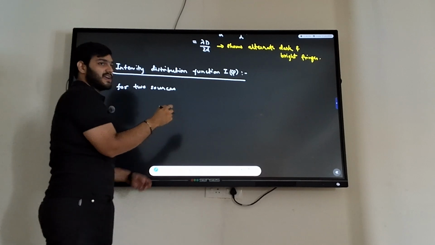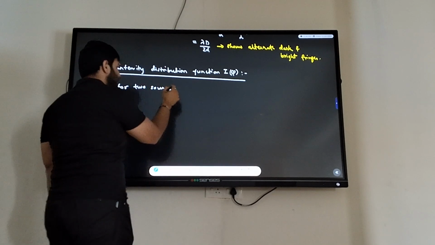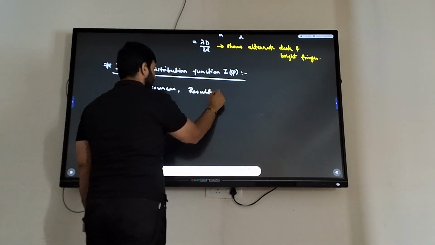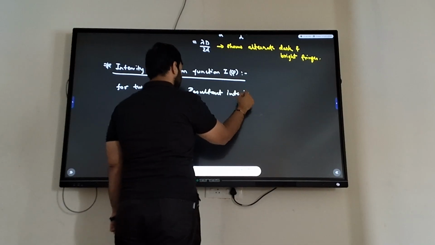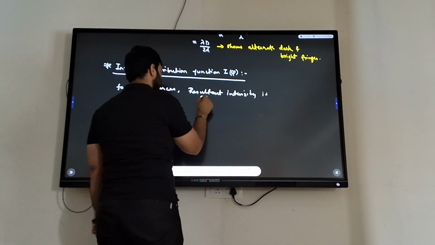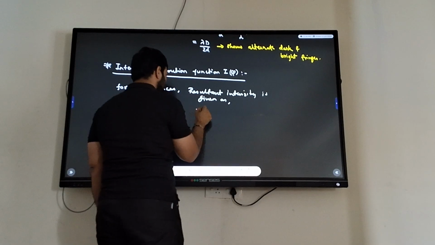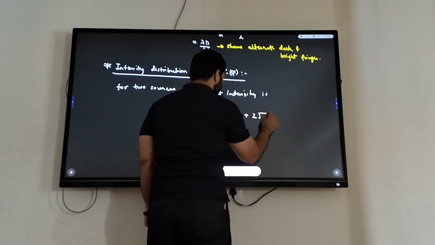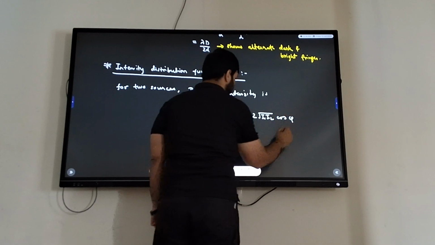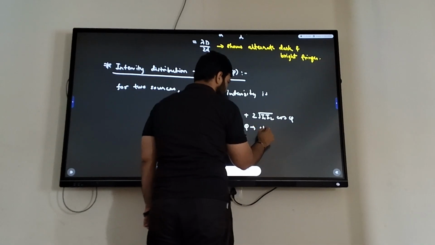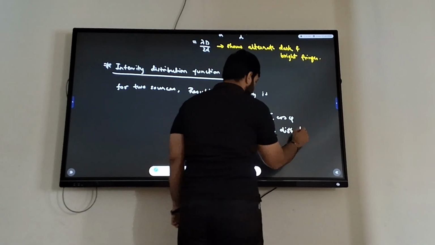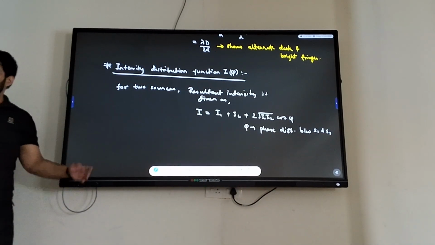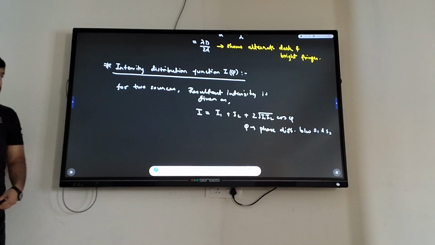Anyways, for two sources, I of phi, I as a function of phi. For two sources, what was the intensity formula? Intensity is given as I is equal to I1 plus I2 plus 2 root I1 I2 cos phi, where what is phi? The phase difference between S1 and S2. Is it okay? The phase difference between S1 and S2.